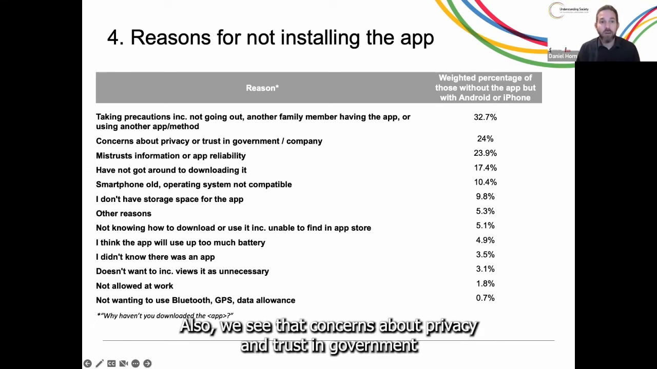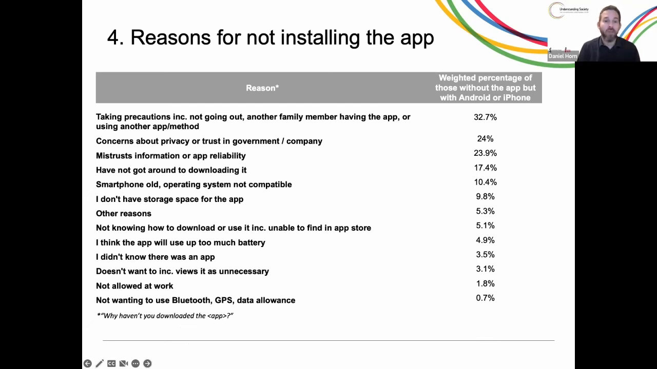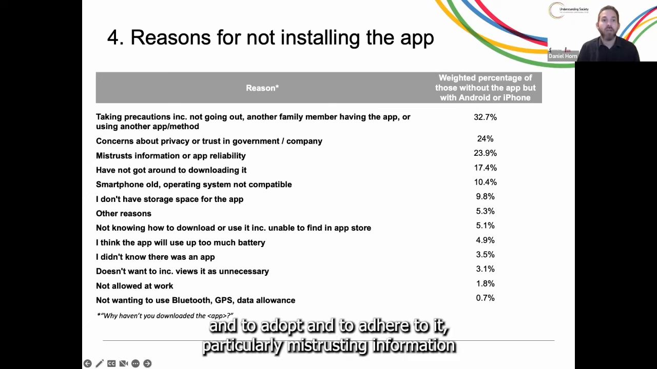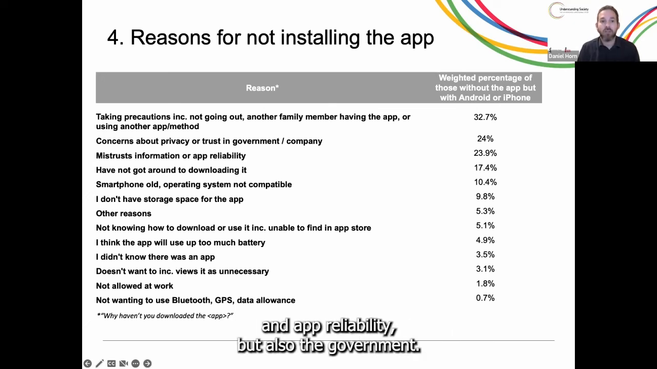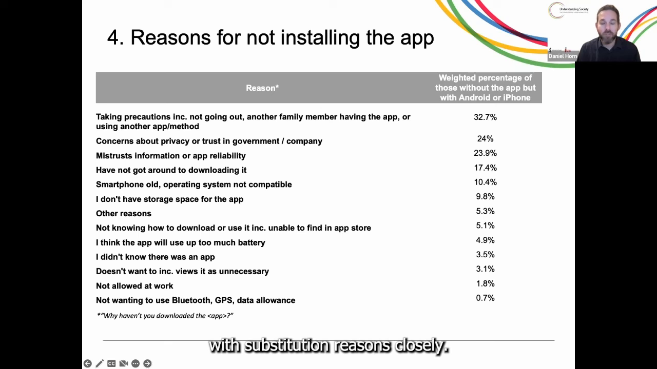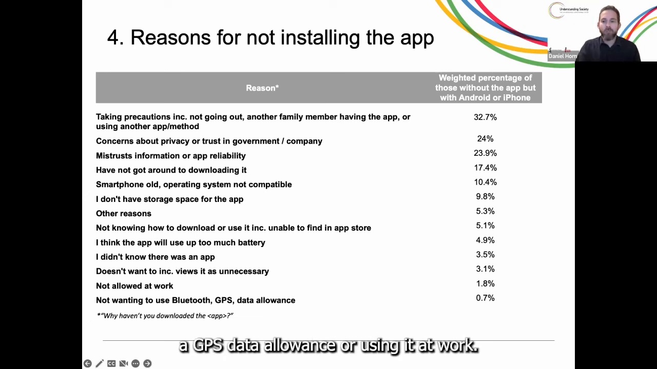Also, we see that concerns about privacy and trust in government or the company providing the app also impact people's desire to download the app and to adopt and adhere to it, particularly mistrusting the information and app reliability, but also the government. Taken together, this puts trust as the most common reason for not downloading the app, with substitution reasons closely following that. The least concern was not wanting to use the Bluetooth or GPS for data allowance or using it at work.